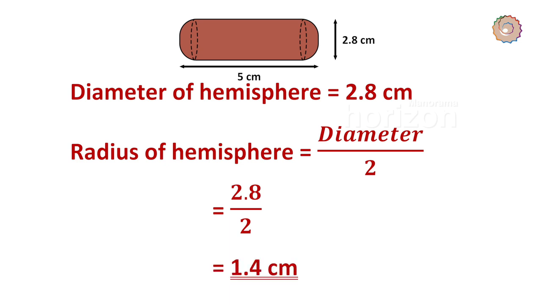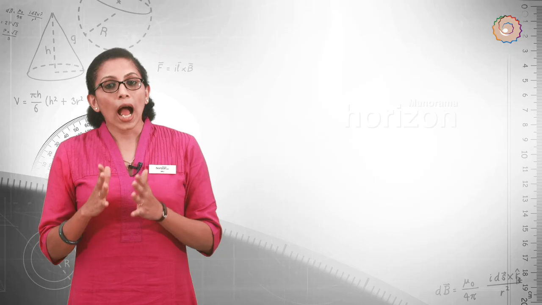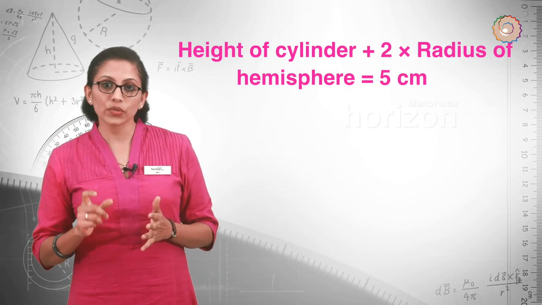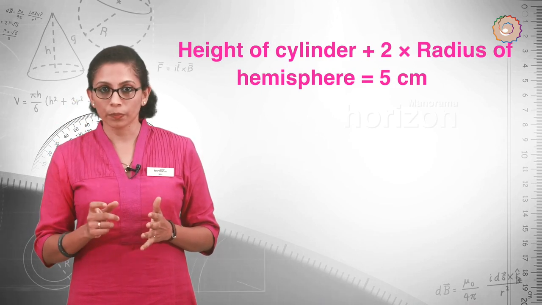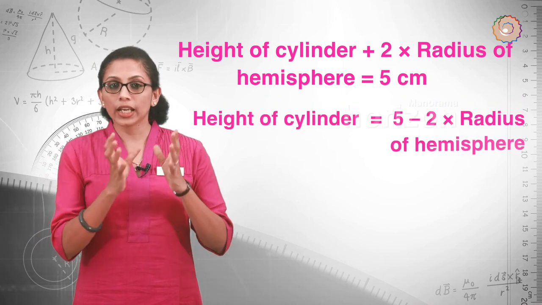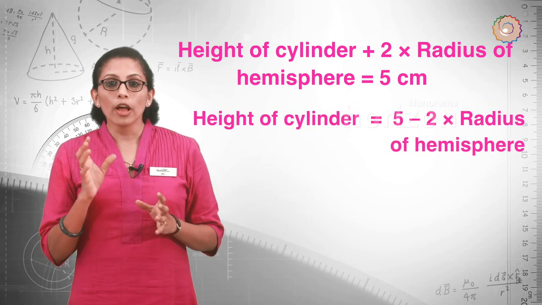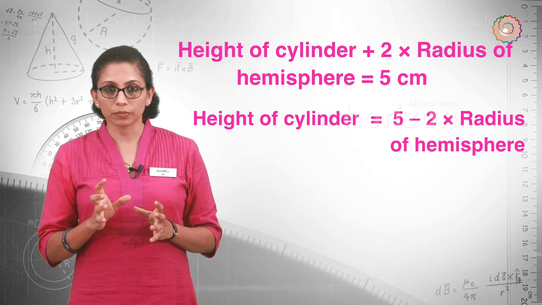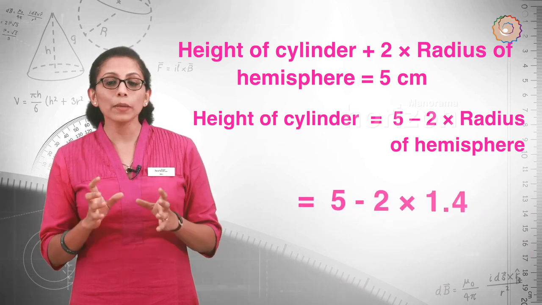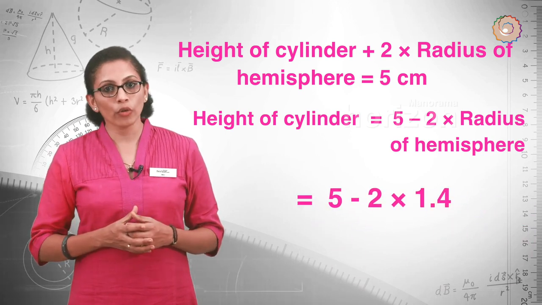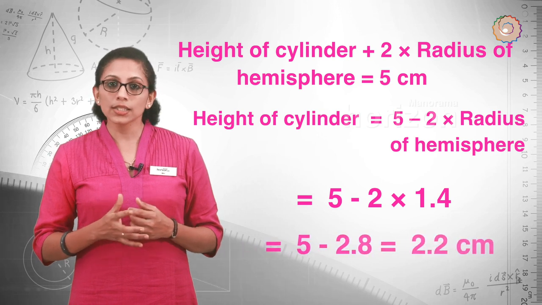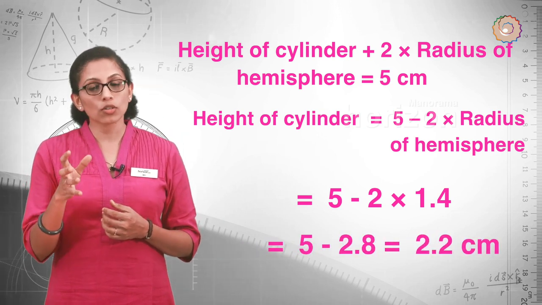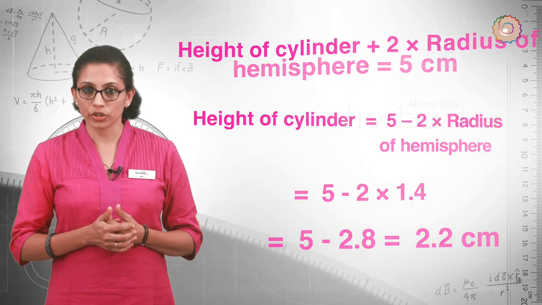Now height of the cylinder plus 2 into radius of the hemisphere is equal to 5 cm. Taking to the other side, we get the height of the cylinder is equal to 5 minus 2 into radius of the hemisphere, which is equal to 5 minus 2 into 1.4, and we get 5 minus 2.8, and on solving we get 2.2 cm.